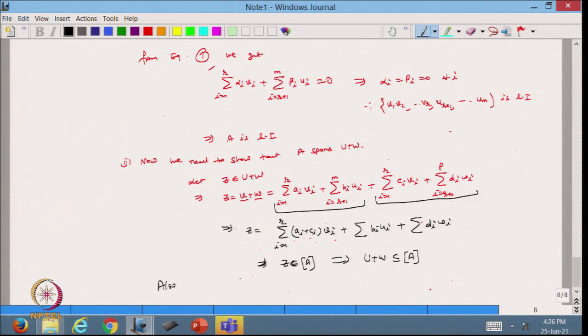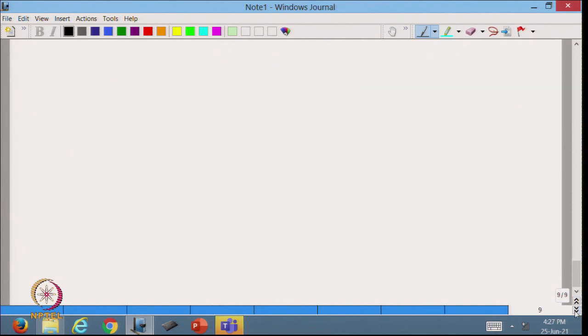Also, because A definitely contains the vectors, and all vectors are coming from U plus W, I can say that span A is a subset of U plus W, because I can take an element from the span of A, and that belongs to U plus W. So, using this and this condition, I can say that U plus W is equal to the span of A. So, it means that A is a basis for U plus W.